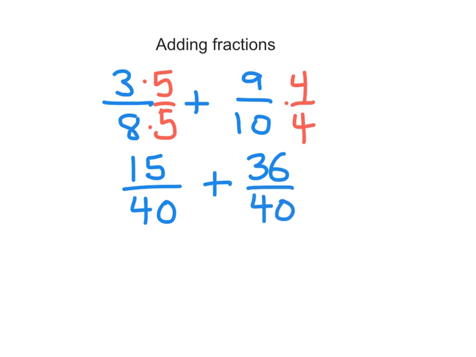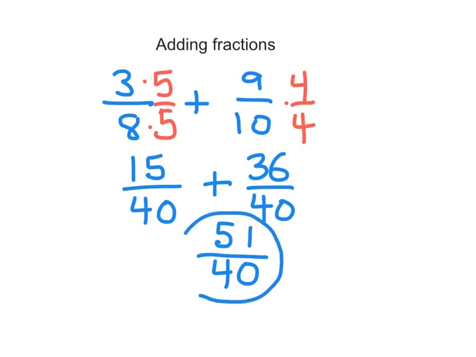Once we have the denominators the same, we add the numerators. Leave that denominator alone. 15 plus 36 equals 51, and this cannot be reduced, so we can just leave our answer as an improper fraction, 51/40.